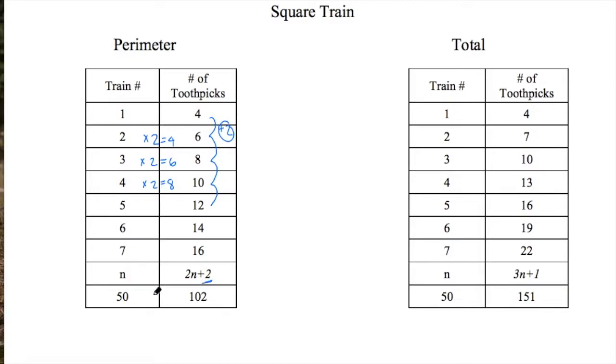Then we can use that for train 50: 50 times 2 plus 2 is 102. Now for the total, we see an adding 3 pattern, and our formula is 3n plus 1, giving 151 toothpicks for 50 trains.